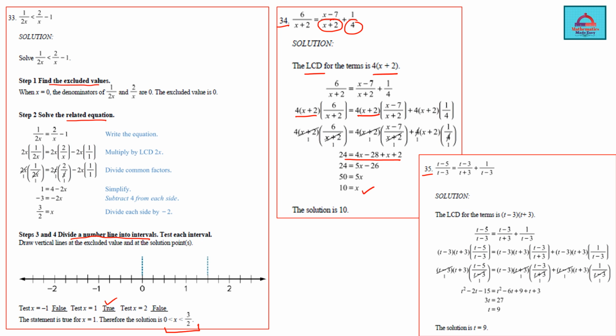Next we do question 35. Here the LCM is going to be the two different denominators t minus 3 and t plus 3, which can be written as this product. Multiply both sides of the equation with that term, cancel the common factors that you have, and what you get is an equation in t square. Again we are going to cancel t square from both sides, and we get an equation with a value t equal to 9. So there is only one solution here.